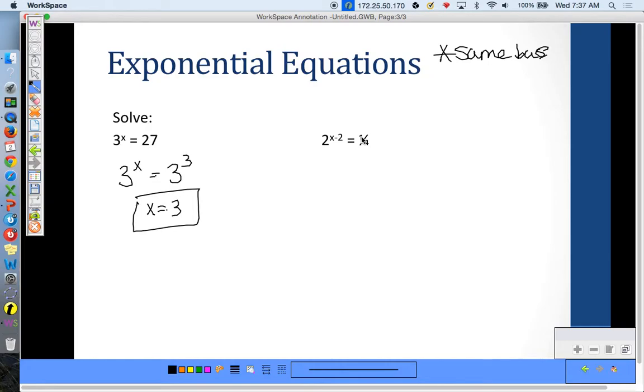Now this one, 2 to the x minus 2 equals 1 over 4. I know 1 over 4 is 1 over 2 squared, but we have to make it so they're on the same side of the numerator. Well, to flip this, we make it negative. So 2 to the x minus 2 equals 2 to the negative 2. So we have x minus 2 equals negative 2, so x equals 0 when we add 2.